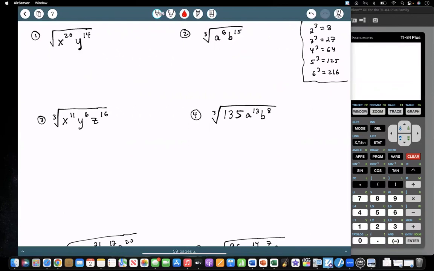Hello, everyone. So in this video, we're going to be reviewing how to simplify radicals with variables. So we'll review the basic procedure, go over a few examples, and I'll have some for you to try on your own as well. So these first two are just to explain the procedure.